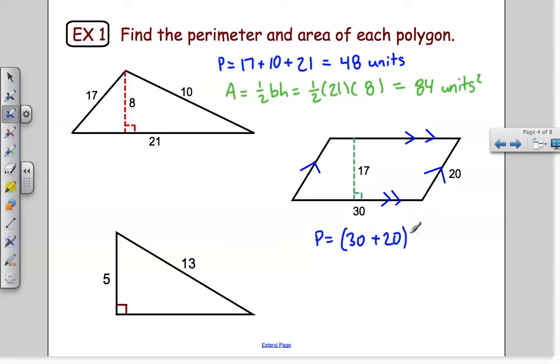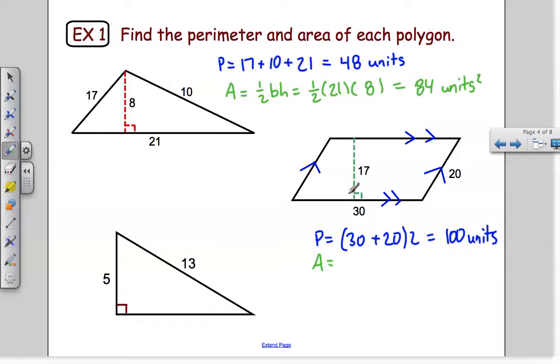So I'm just going to multiply this by 2, because I know there'll be another 30 here and another 20 here. So it's really 50 times 2, right? 30 plus 20 is 50 times 2. 100, no units given, so I just write units for perimeter.